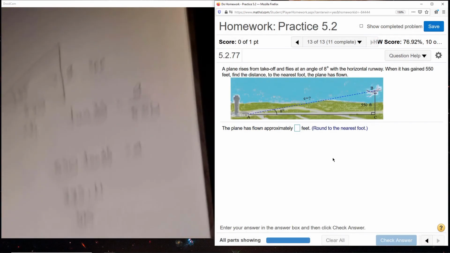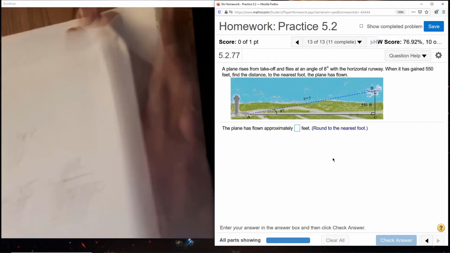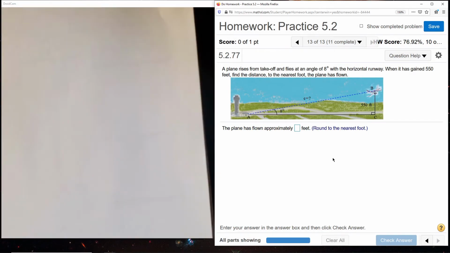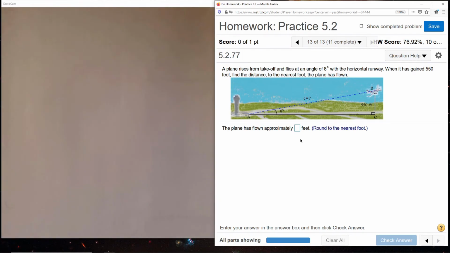And the last question, another picture one. A plane rises from takeoff and flies at an angle of 8 degrees to the horizontal runway. A little bit of an unfortunate picture there, because they're telling us we're looking perfectly sideways at the runway, yet the plane looks like it's turning. They should have had a perfectly side-on view of the plane here. So I like the picture, but the perspective on the plane is a little off.